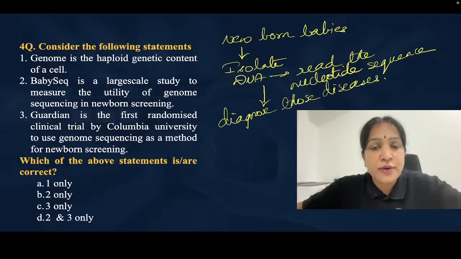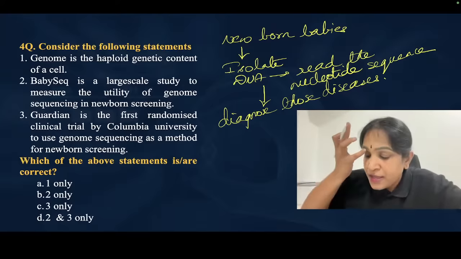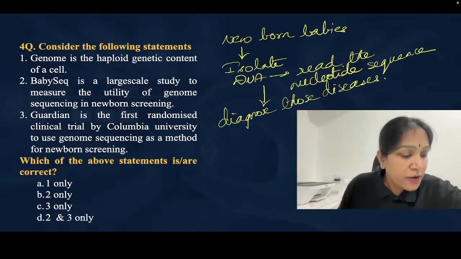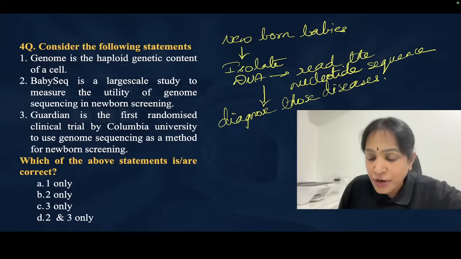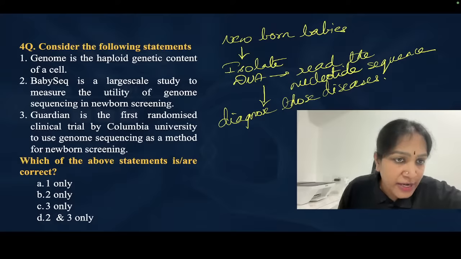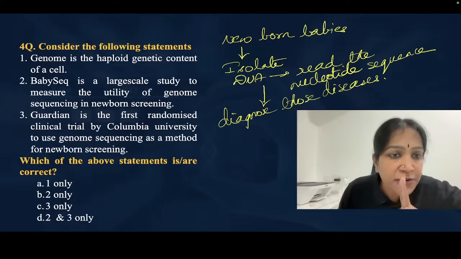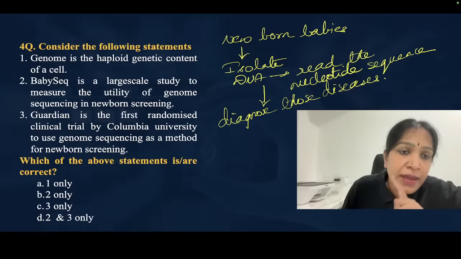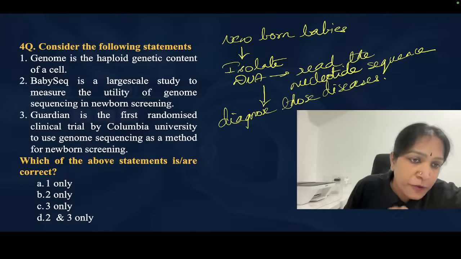Right. So that is all about that article. Now answer this question, fourth question. If you do not understand one or two statements, don't worry. Once you guess your answer, I will explain the statements. Genome is a haploid genetic content of a cell. Baby-seq is a large-scale study to measure the utility of genome sequencing in newborn screening. Guardian is the first randomized clinical trial by Columbia University to use genome sequencing as a method of newborn screening.